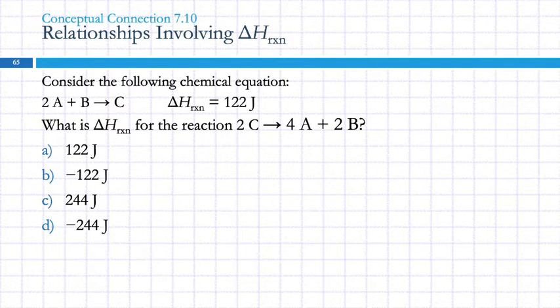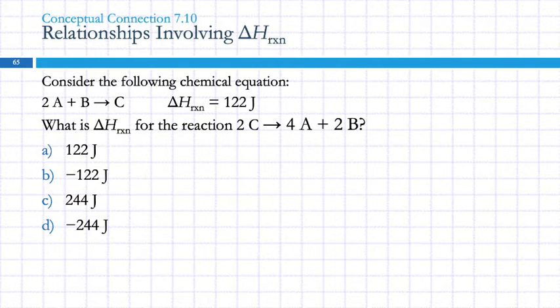So here's a simple example. 2A plus B goes to C. For that chemical reaction, delta H is 122 joules. So what if we do 2C goes to 4A plus 2B? What we want to do here is look at how this equation is different than that one. There's two differences. It's reversed, right? Here, C was a product, and here, C is the reactant.